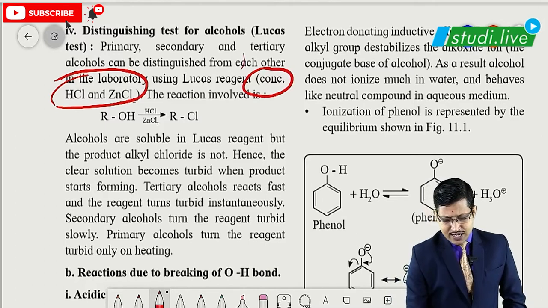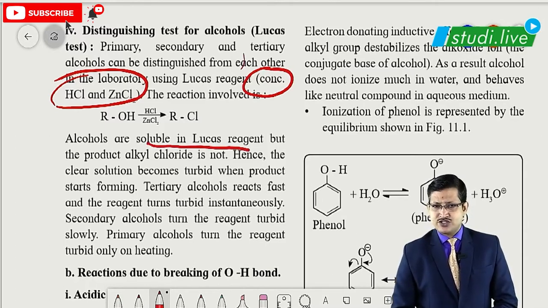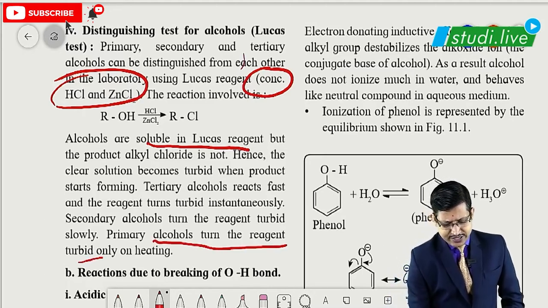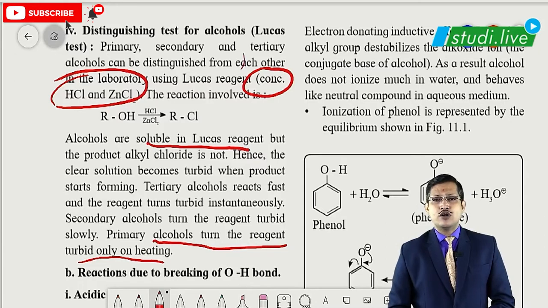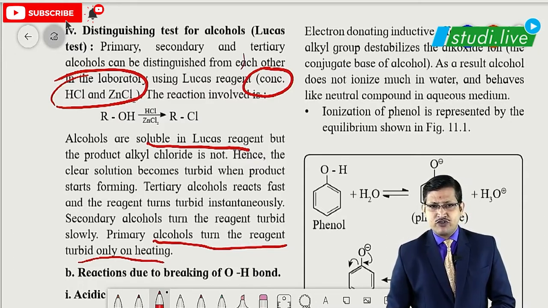Now alcohols are soluble in Lucas reagent, but the product alkyl chloride is not. That is one thing you have to remember. The second important thing is what happens when primary alcohols react. Primary alcohols will turn the reagent turbid only on heating. So that turbidity will appear only after heating for primary alcohols.